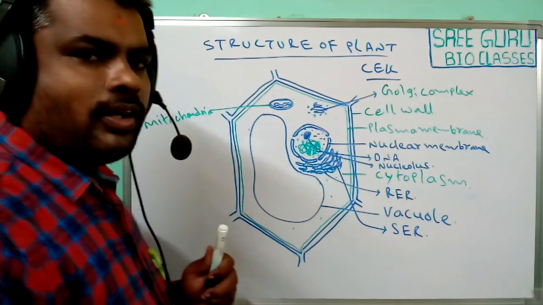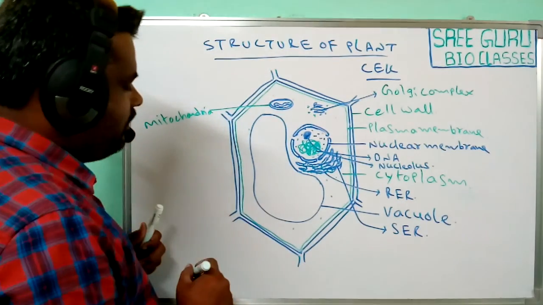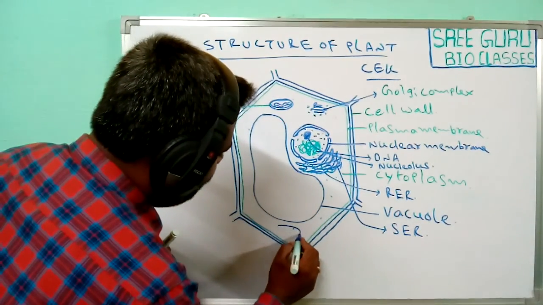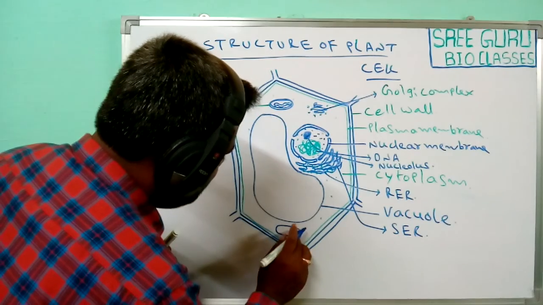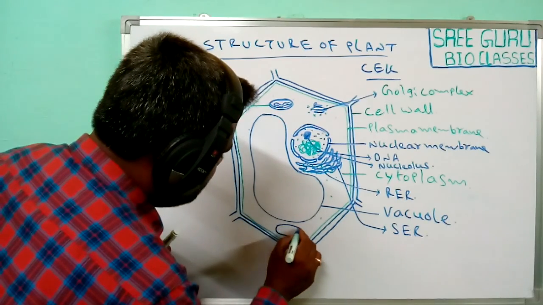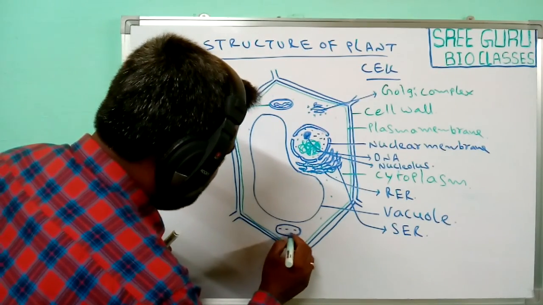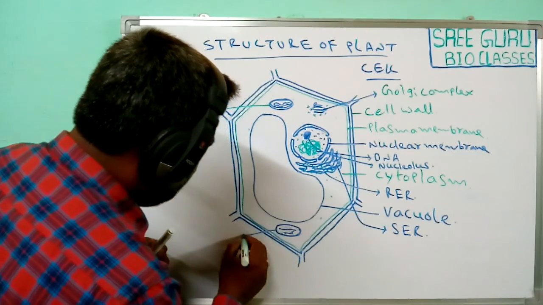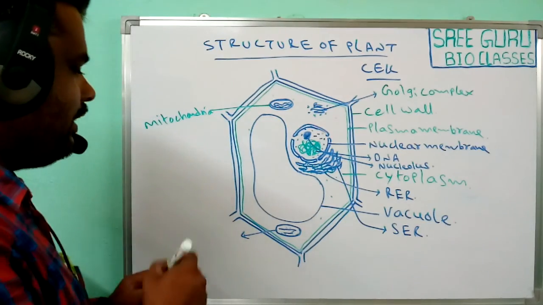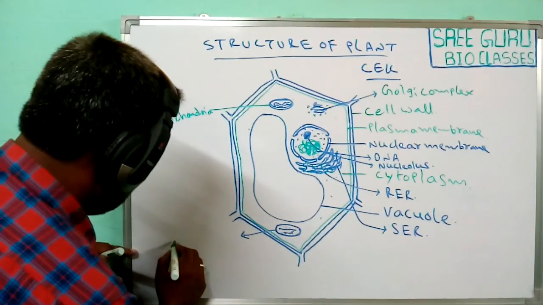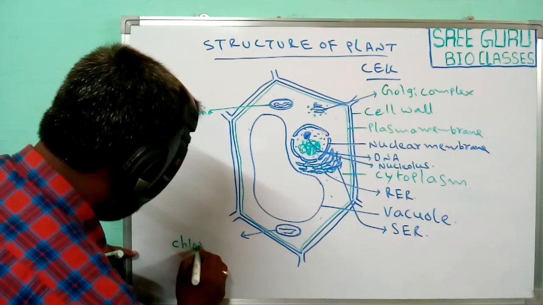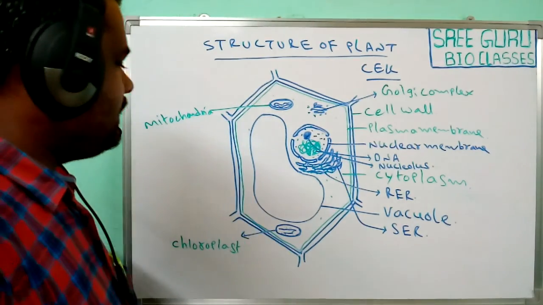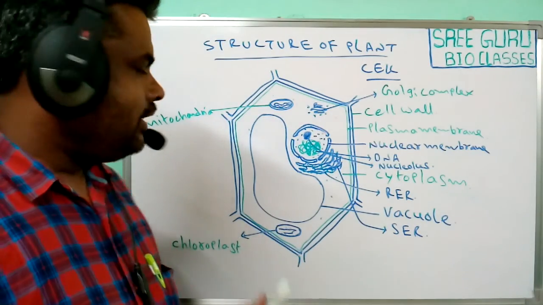Next, another important characteristic feature observed in this plant cell is the chloroplast. The pigments responsible for photosynthesis are present in the chloroplast. So the presence of chloroplast is another important characteristic feature observed in this plant cell. Chloroplasts are also present inside the plant cell.